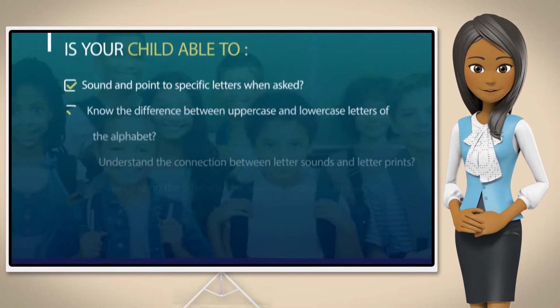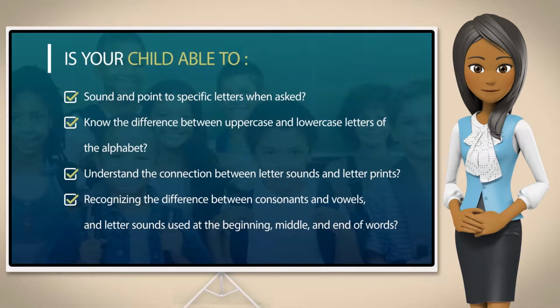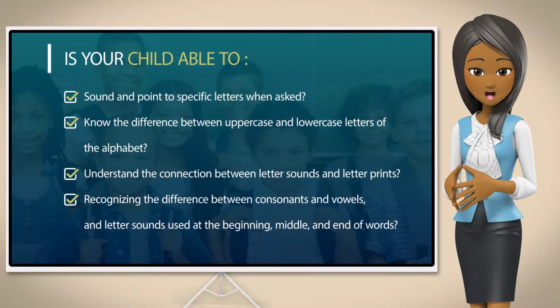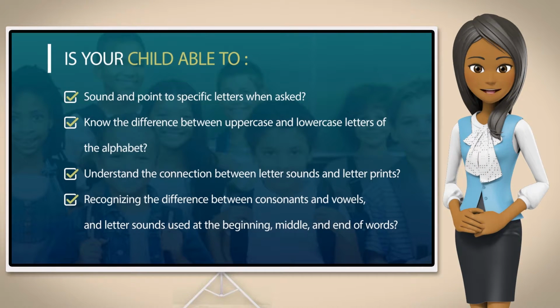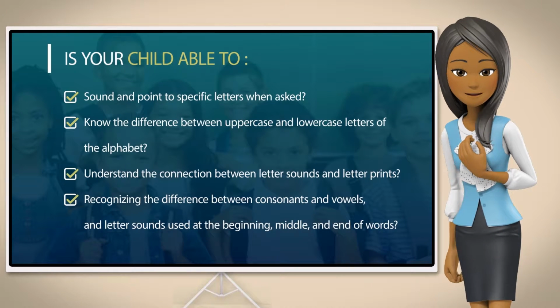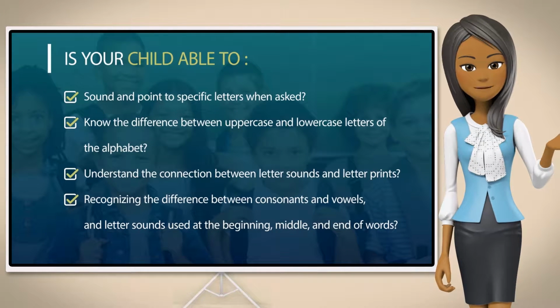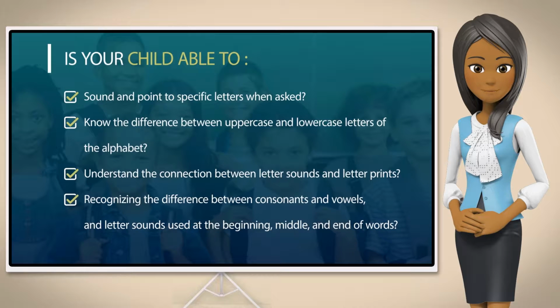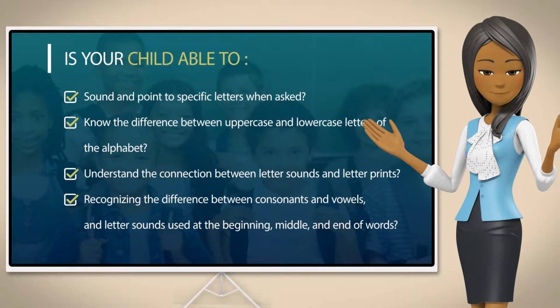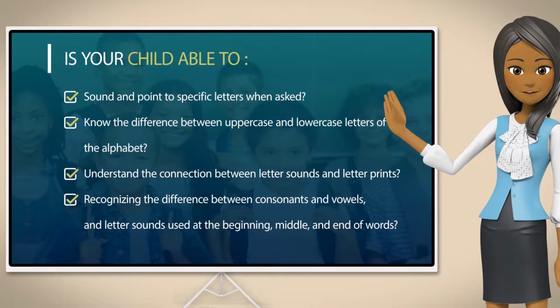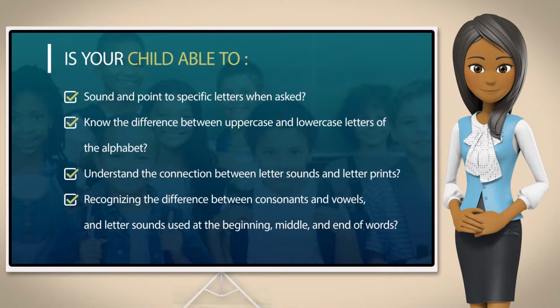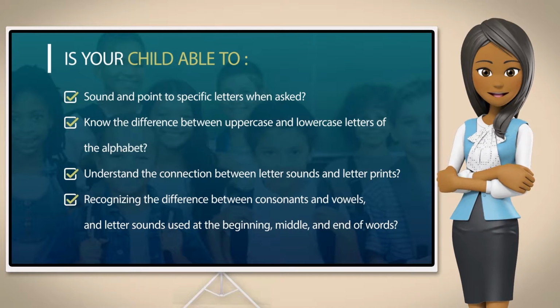Is your child able to sound and point to specific letters when asked? Does he or she know the difference between uppercase and lowercase letters of the alphabet? Does your child understand the connection between letter sounds and letter prints, as in the long and short sounds that A makes and the fact that A can be written in uppercase and lowercase format? How about recognizing the difference between consonants and vowels, and letter sounds used at the beginning, middle, and end of words? These are the skill sets that pre-K and kindergarten children must master.